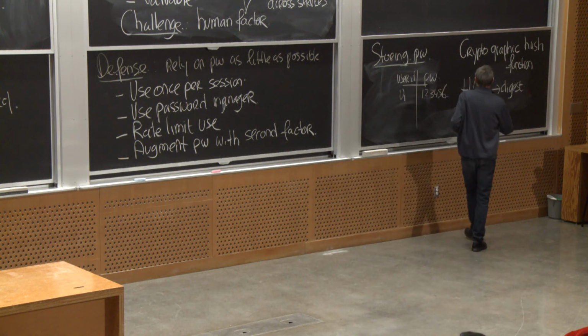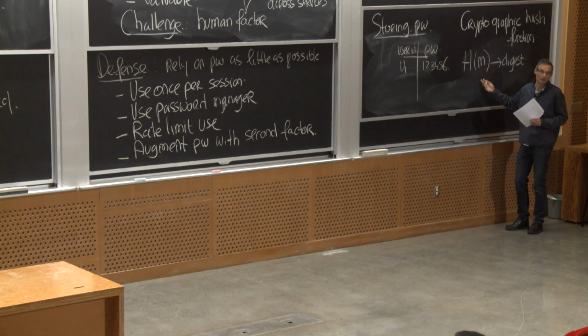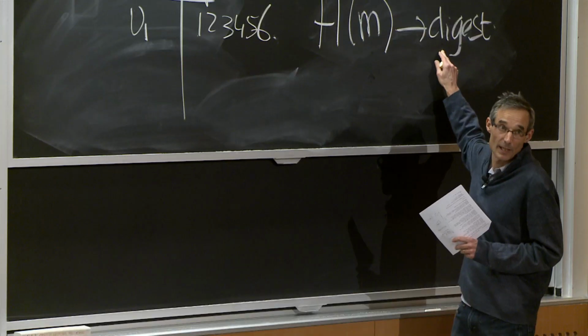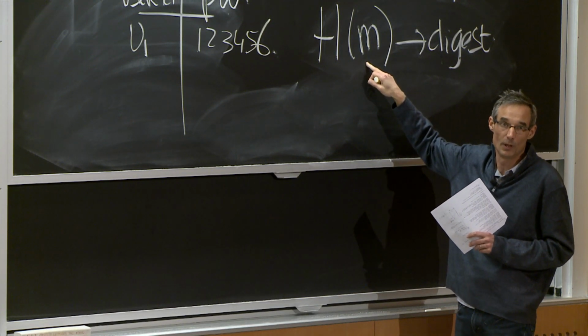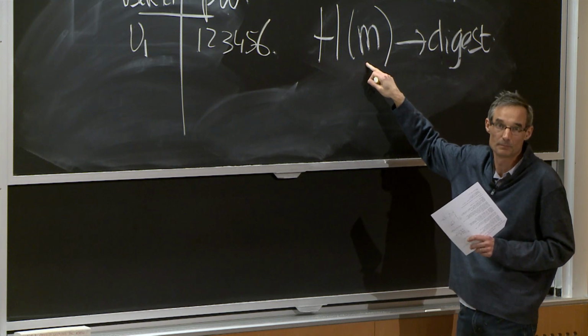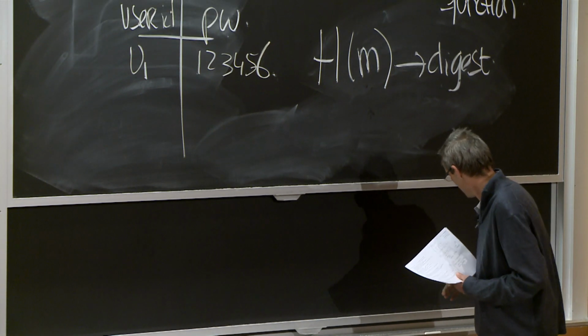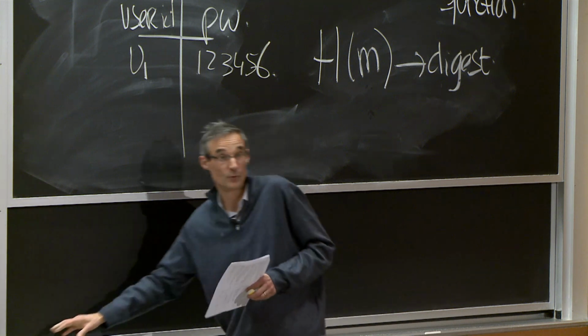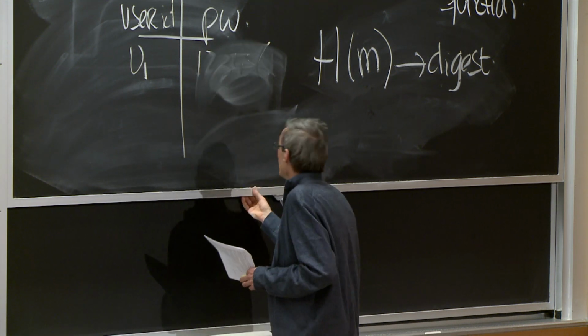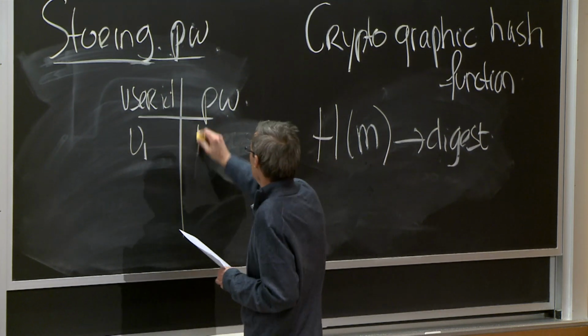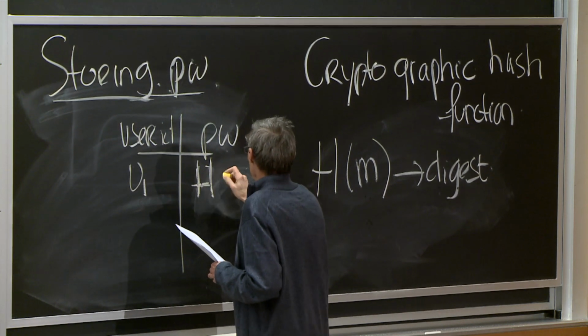But the main thing to remember is it has this great property that if the attacker has the digest, it's hard for the attacker to figure out what the input was. It's computationally very hard. So instead of storing the 1, 2, 3, 4, 5, 6, you're going to modify the lab code to store the cryptographic hash of the password.